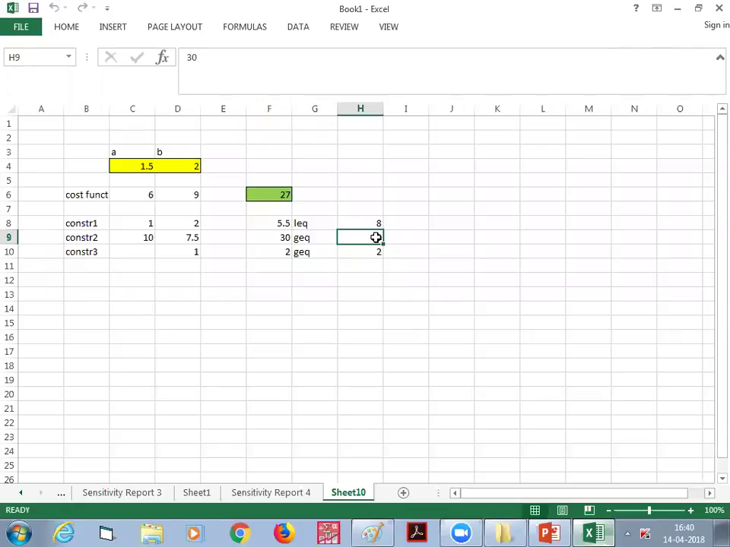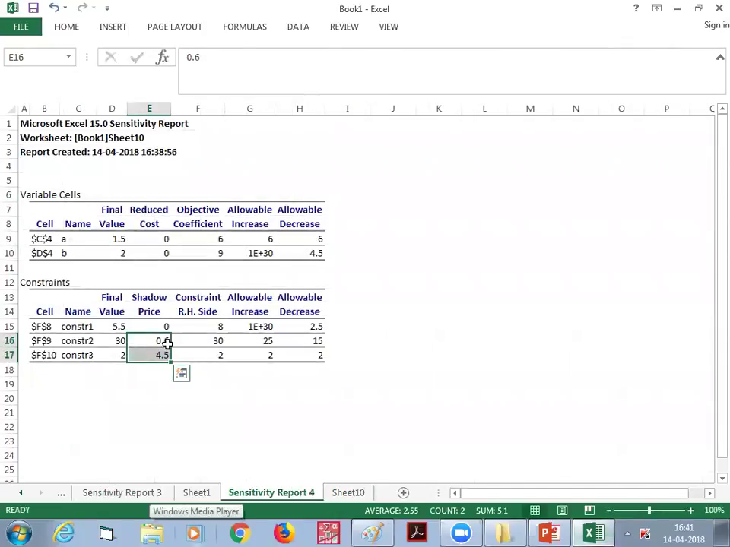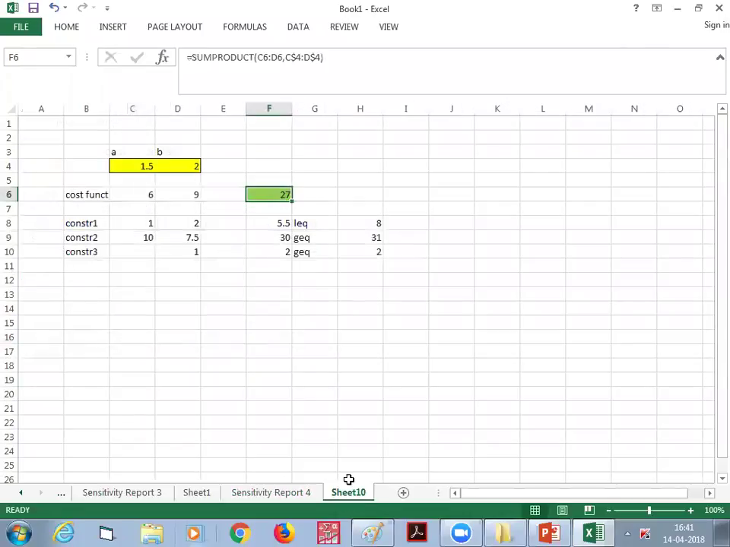So the shadow price tells us how much the objective function will increase by, and the dual value tells us how much it will improve by. That's the basic difference. Let me show you. Let's increase this to 31. Now, what is our prediction? It's 0.6, I can read it from here. So we're expecting this to increase to 27.6.